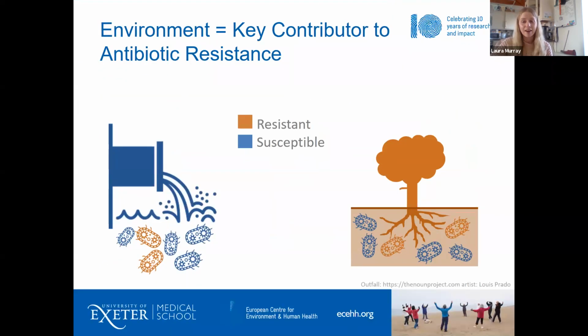The environment is recognized as a contributor to antibiotic resistance due to a number of reasons. First, environmental compartments such as soils and rivers are home to diverse communities of bacteria, some of which may naturally harbor resistance. It's also subject to antibiotic selective pressure.